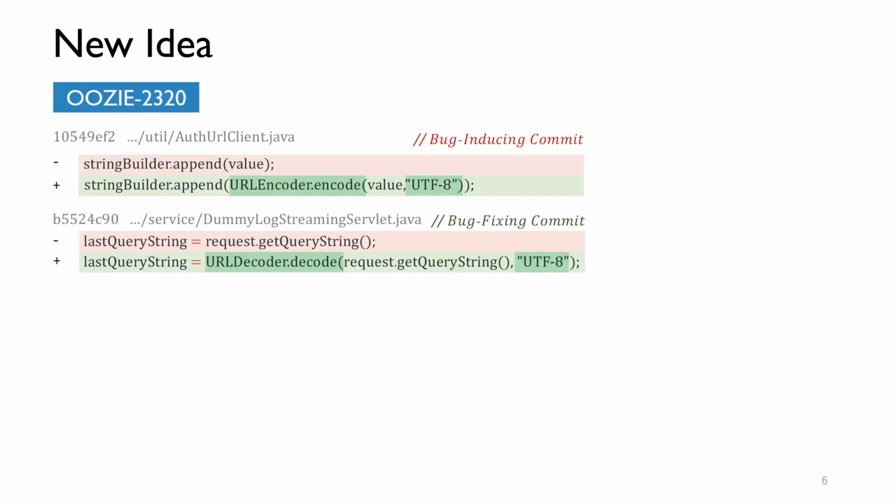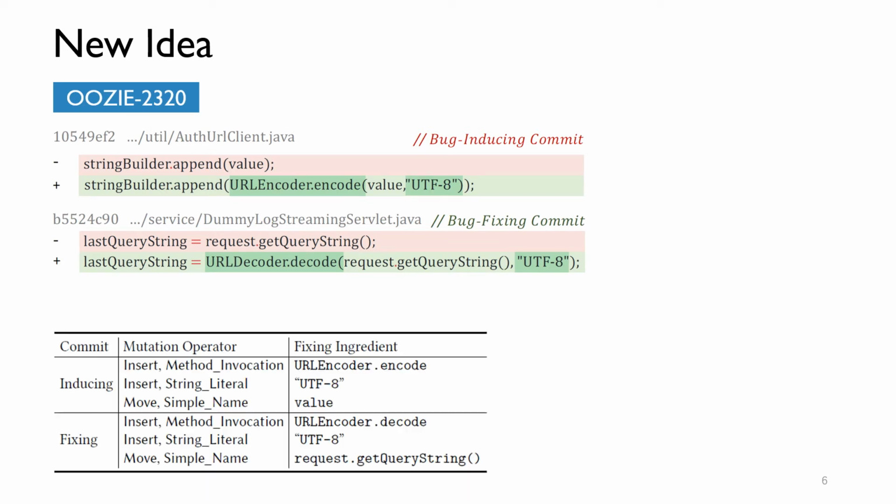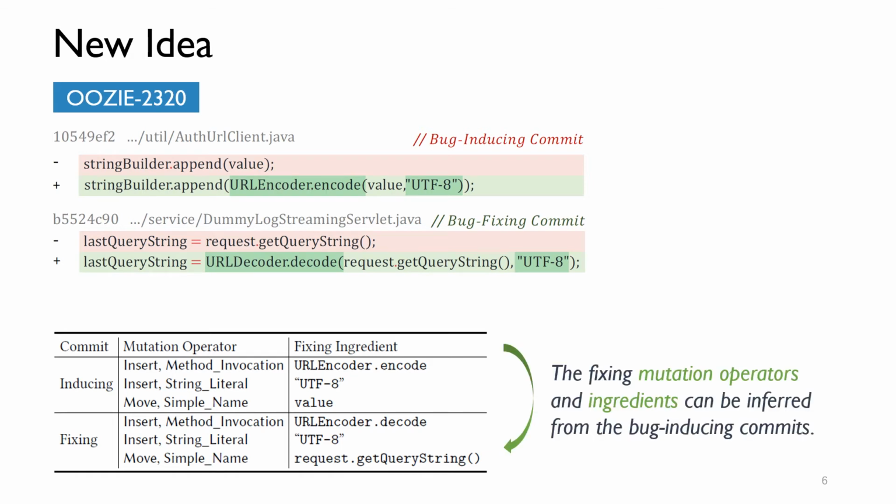Here we show an example of a real bug of Closure. We extract the mutation operators and fix ingredients from the bug-inducing commits and fixing commits respectively, and here we can see that they are highly correlated.